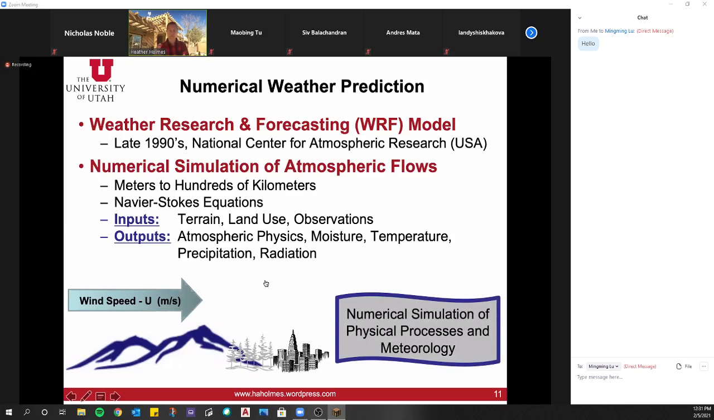So anything that you would think would be associated with meteorology. So wind, precipitation, and then also the impacts that the sun has. So the radiation balance at the Earth's surface and things like that.